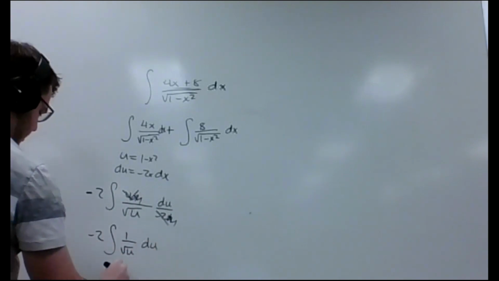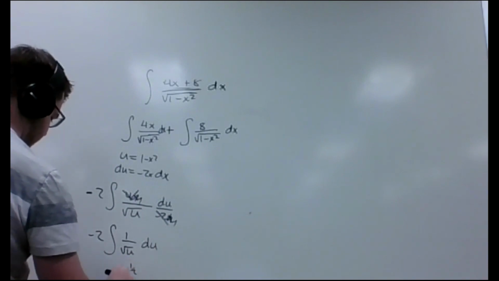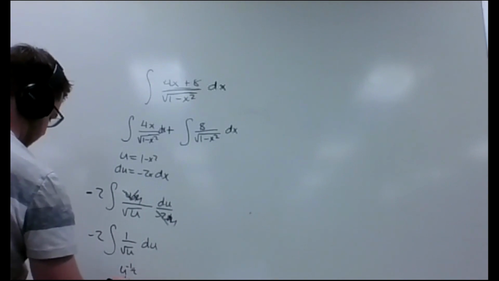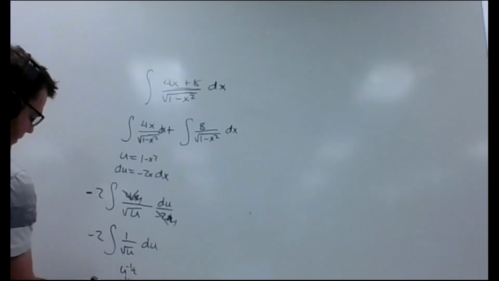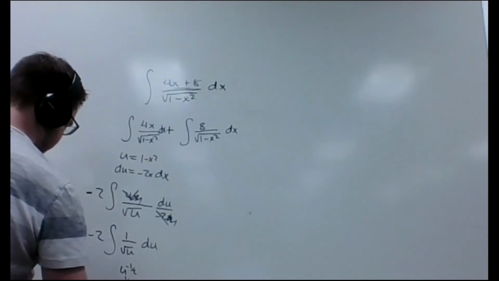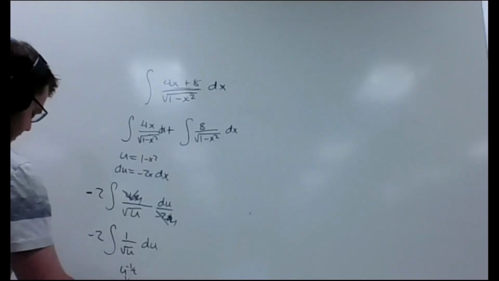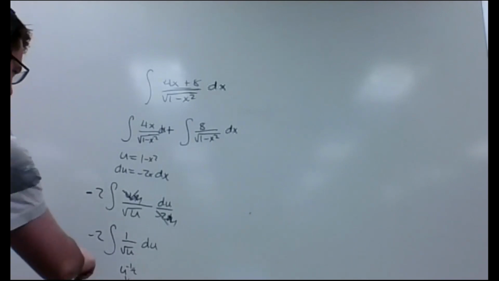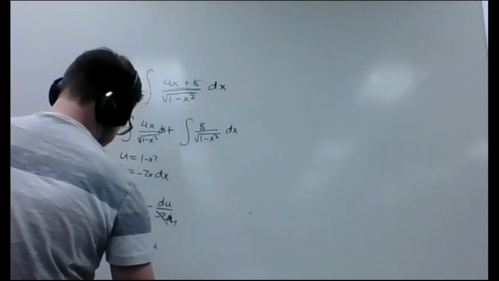And then this is u to the negative 1/2. And we'll raise it to the power u to the 1/2, and we'll divide by 1/2, or multiply by 2, so 2u. And then we can't forget that it's got a negative 2 out front. And so that's for this side of the equation, and we're going to have a plus.